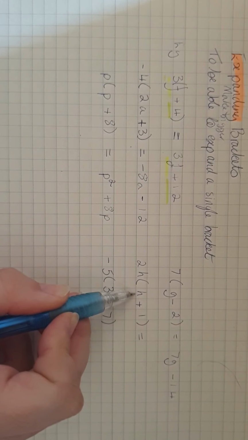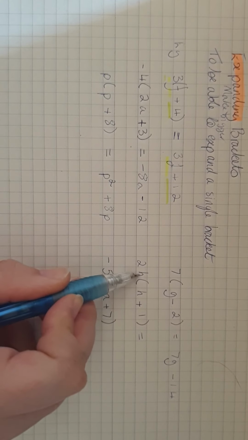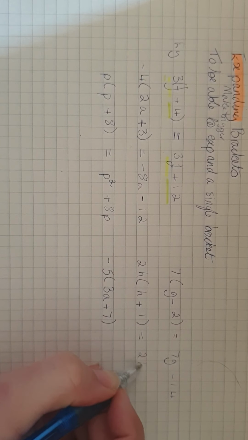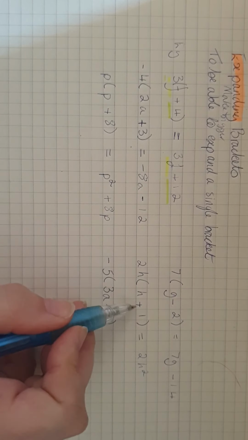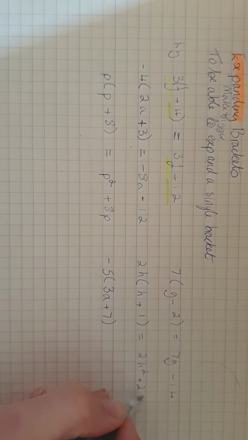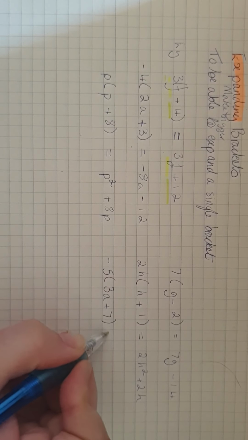2h multiplied by h. Well, we've already got 2 h's here. We're multiplying it by h again, so that is 2h squared. 2h multiplied by plus 1 is just 2h. So the answer is 2h squared plus 2h.